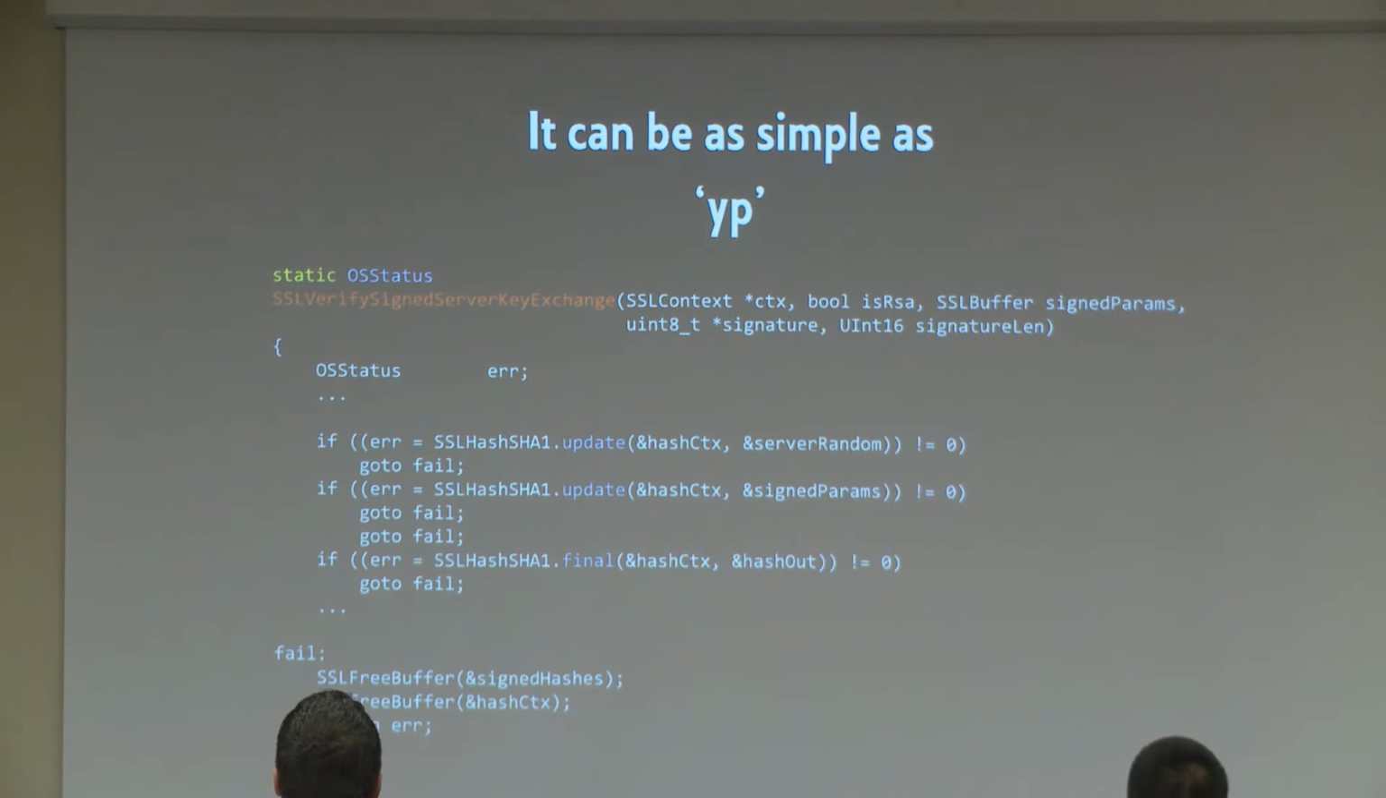A good example of that is it can be as simple as yank paste, which if you use Vim, copies and pastes a line. This is the old code for iOS verify SSL certificates. And you'll notice there's an extra goto fail, which causes it to fail every time.